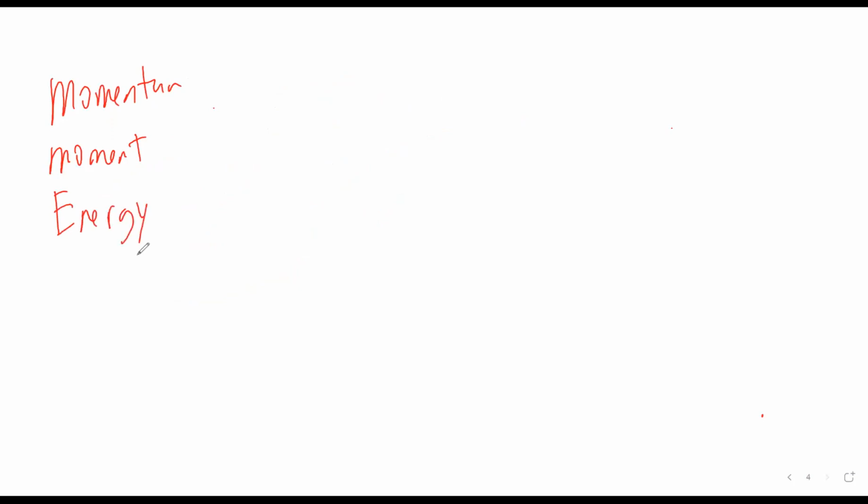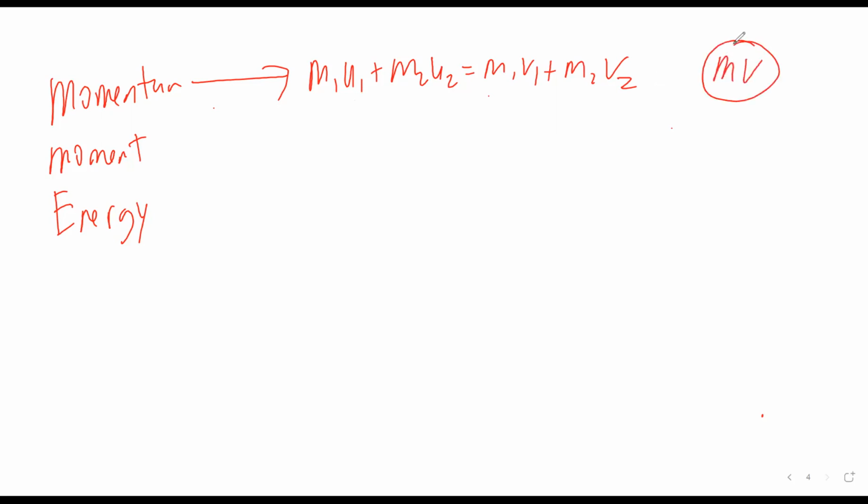In terms of your momentum, a lot of you guys love to use the formula M1U1 plus M2U2 is equal to M1V1 plus M2V2, right? This is obviously the most common momentum formula, guys. But be very careful. Sometimes the question might just ask you for momentum only. If they are only asking you for momentum, you just need to use the mass times velocity formula. It's good enough already, right?